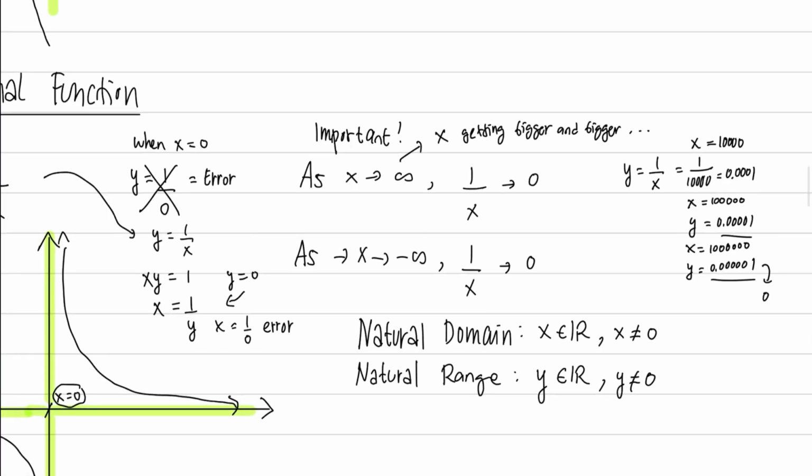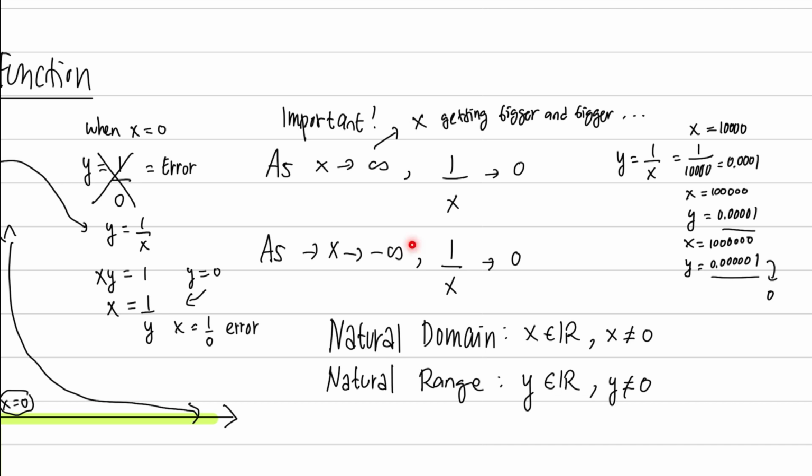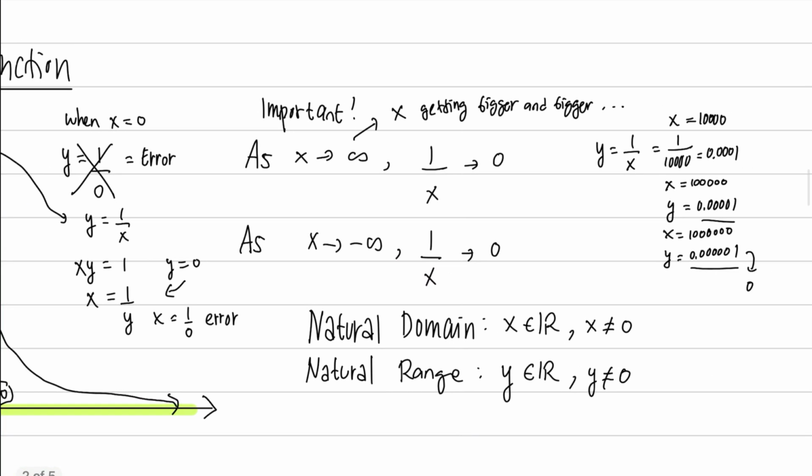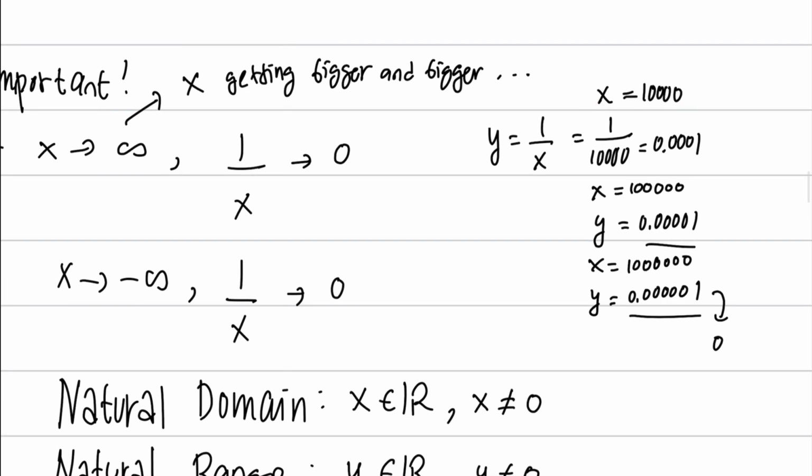And also same thing, as x approaches negative infinity, your 1 over x also approaches 0. Means that if you put a very big negative value, your function will be closer and closer to 0. It's the same thing. For this one, keep increasing the value of x, your y will become smaller, smaller, smaller, smaller, and then approaches 0.